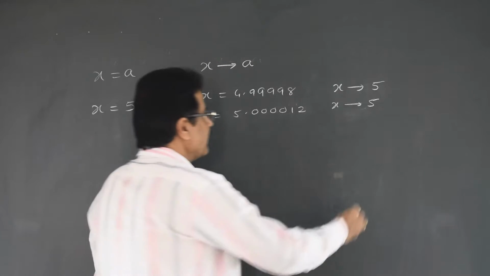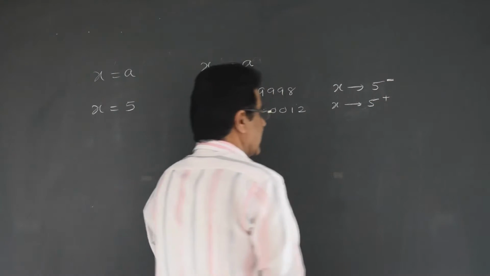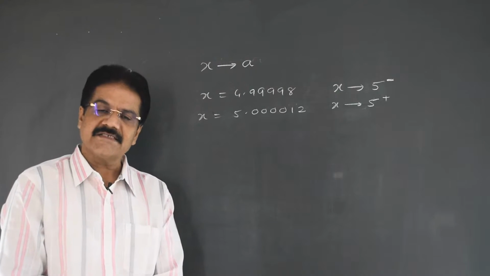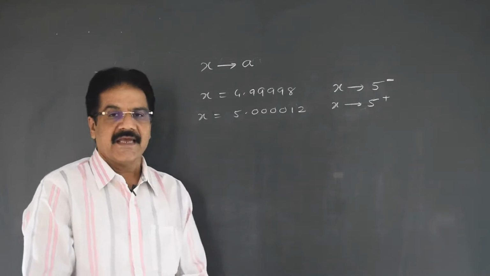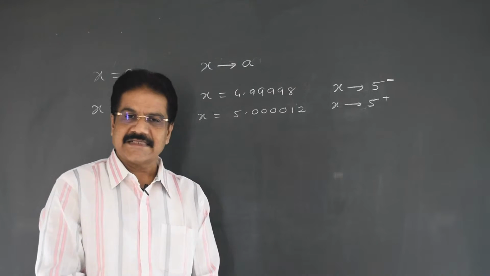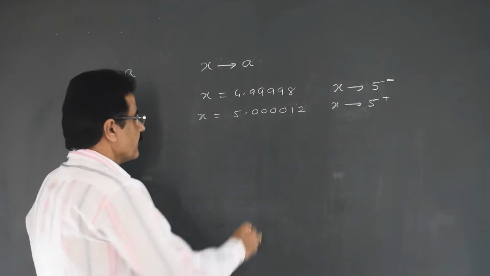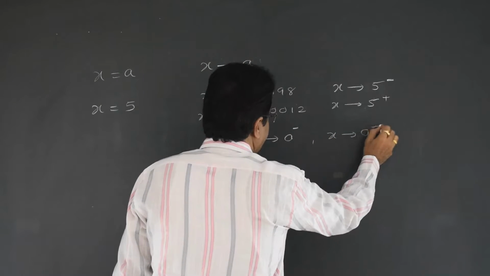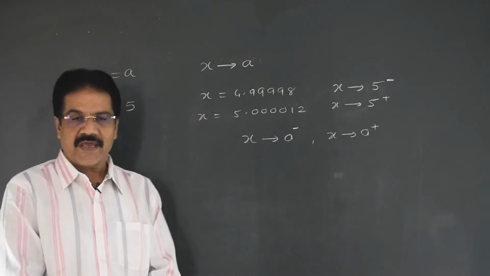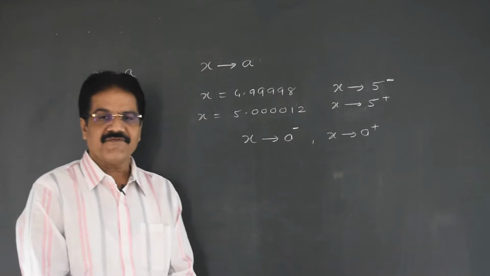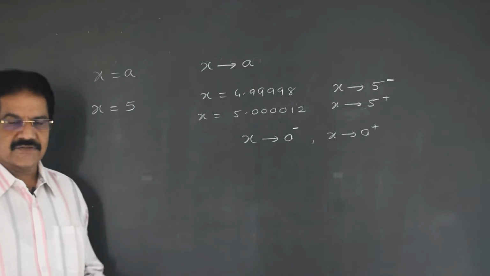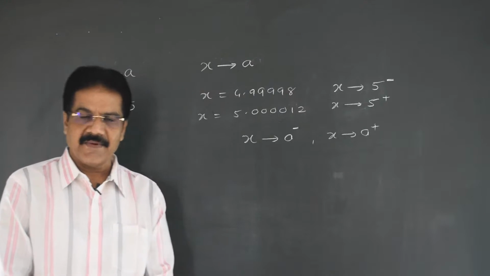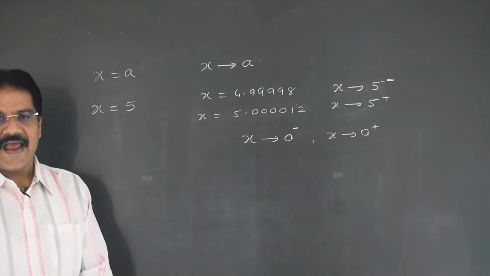More precisely, this can be written as 5 minus and 5 plus. What do you mean by 5 minus? That is value of x is as good as 5 but just less than 5, and meaning of 5 plus is that value of x is as good as 5 but slightly greater than 5. And here we can say that in general x tends to a minus or x tends to a plus. Whenever we write x tends to a minus, we can say that it is a left hand limit. Left hand means in the negative side, and when we say that x tends to a plus, that is called as right hand limit. So this is the difference between left hand and right hand limits.